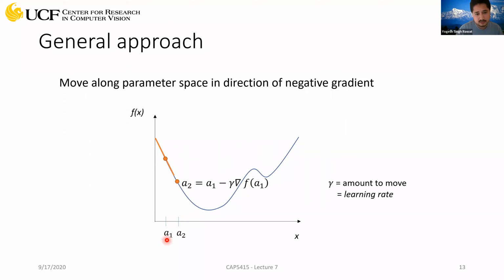Now you update this point A1 and move to A2. The way to do that is this simple step. You find the derivative of the function, that's the slope, and you have some parameter here, gamma in this case. It tells you by how much you want to move. So that's your step size, and we call it the learning rate. You will talk about this a lot when you're training your networks. So this gamma is your learning rate, and you subtract this value from your A1 value.